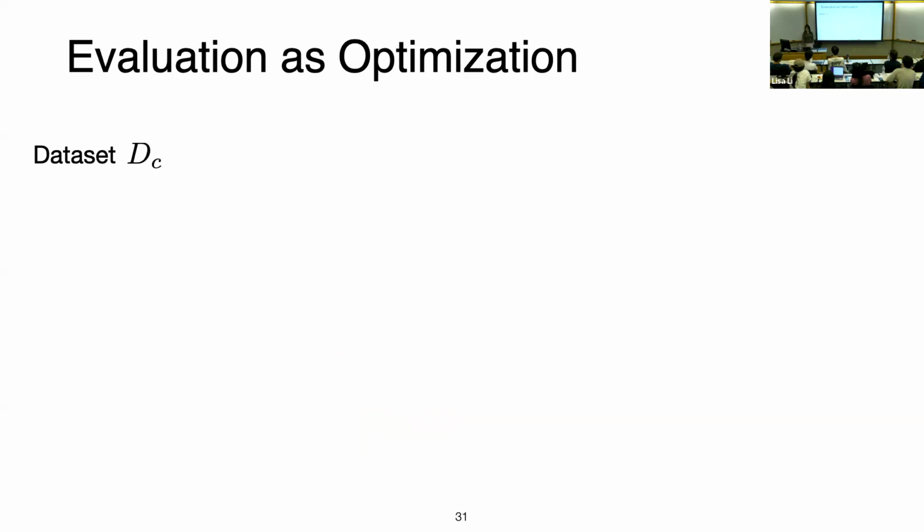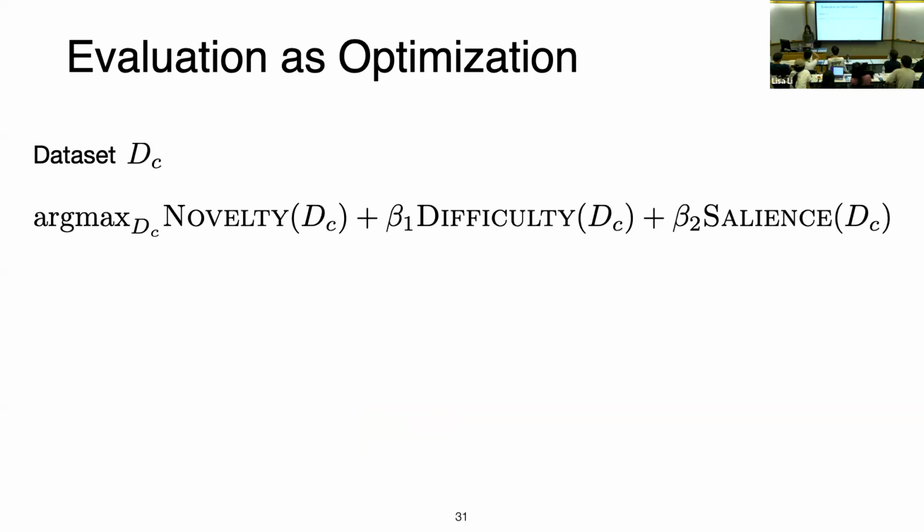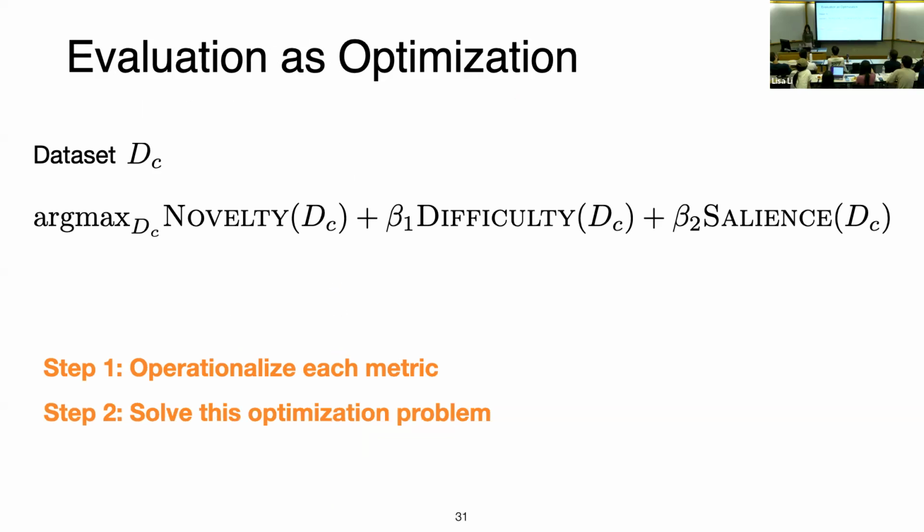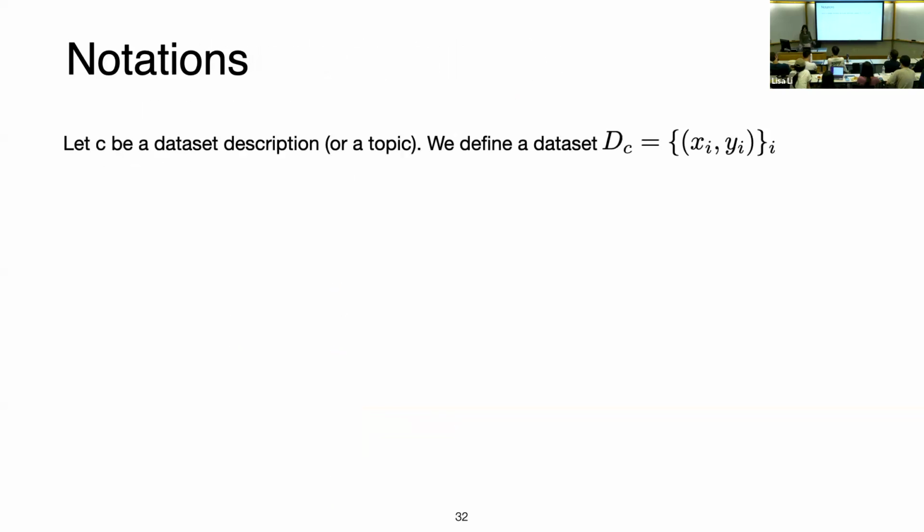Given that we want to construct a dataset that's salient, difficult, and novel, we can write this as an optimization objective. Then there are two steps we need to do. First is to operationalize each metric, and second is to solve this optimization problem with the designed metrics. Before we delve into the details of the metrics, let's first go through some quick notation. Let C be a dataset description or a dataset topic. We define D_C as the set of QA pairs that evaluate mastery of C.